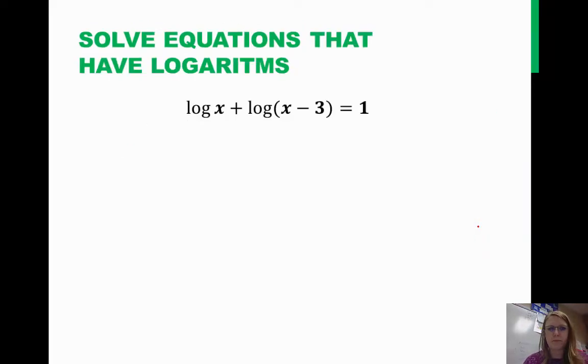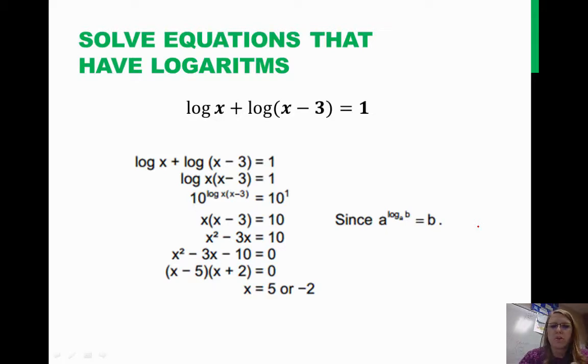One last example. Here we have logarithms, and we want to actually go back and solve this using exponents. So what we're going to do is, I already have this written out. We're going to walk through it. So remember, when we have a plus sign, we can contract this and make it a multiply. So it would be x times (x minus 3) equals 1. If I take this to the power of base 10 on both sides, what happens is the 10 and log base 10 disappear. So those cancel out. So then I have x times (x minus 3) equals 10.